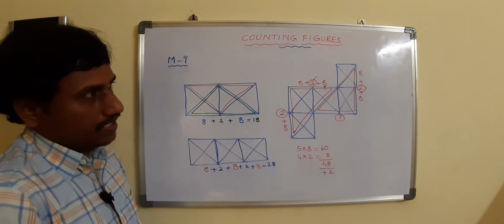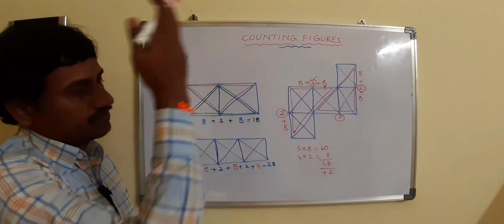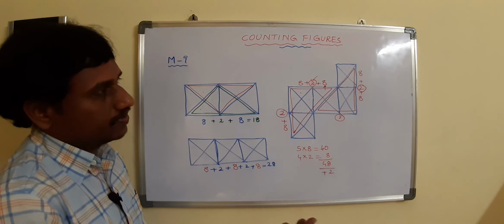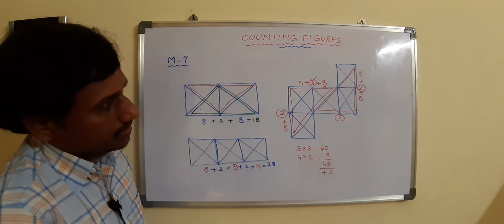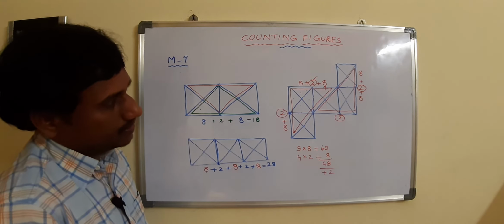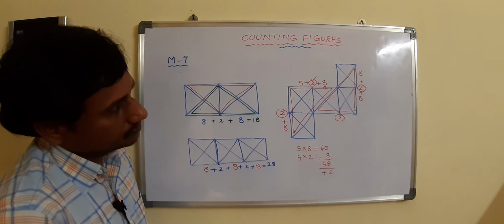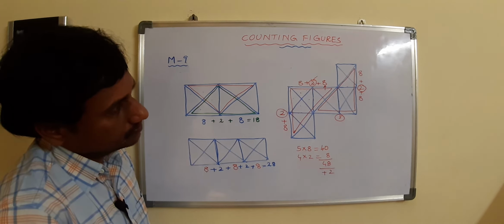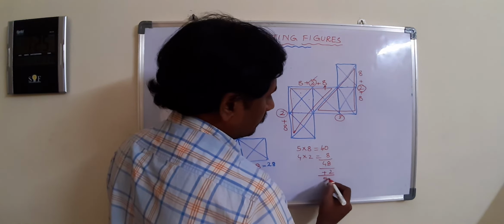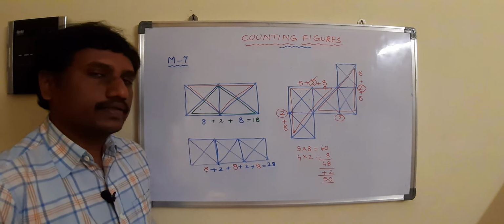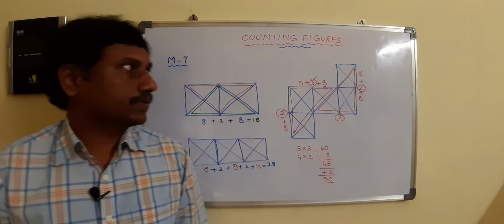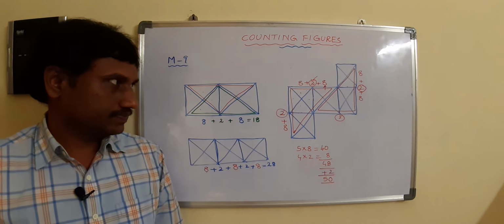Now observe, because of the combination of 4 squares together, is there any possibility of another triangle? Is there any possibility? No other possibility. Then in total how many triangles are we having? Total 50 triangles. Like that you have to solve this model. This is another model to count the number of triangles in the given shape.